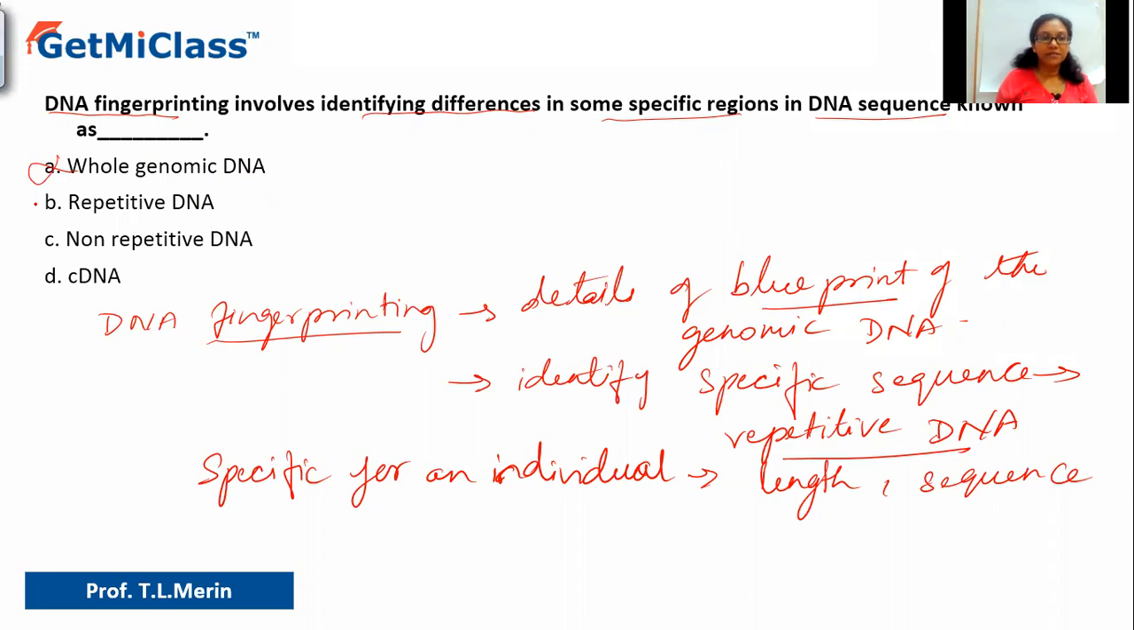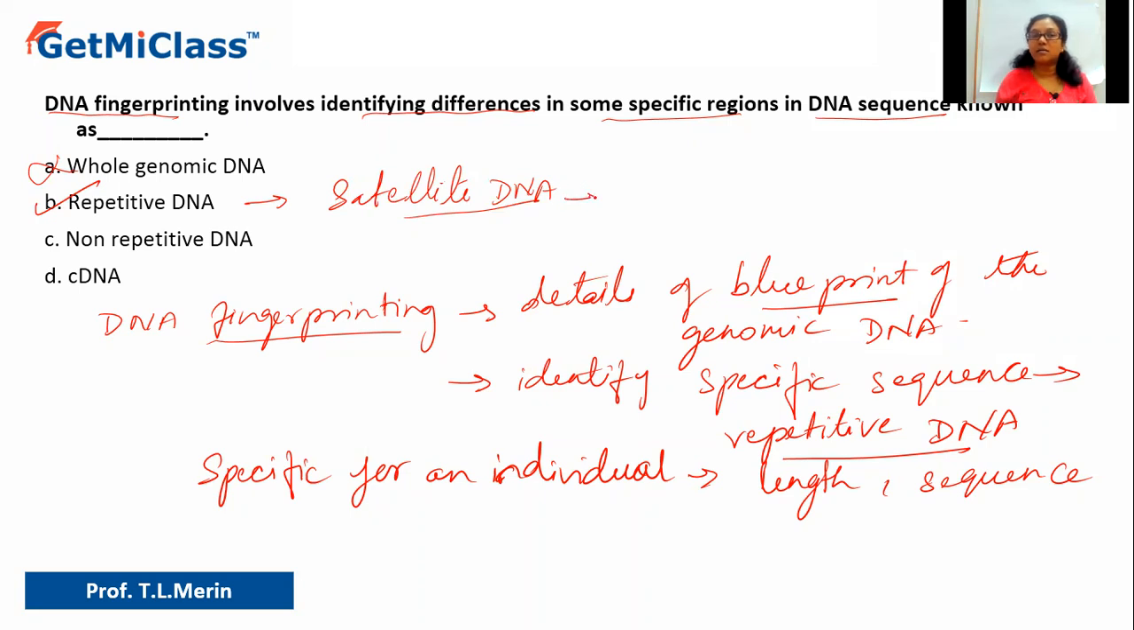Option B says repetitive DNA. That is absolutely right. And this repetitive DNA, during centrifugation, gets separated from the main DNA, and it forms a separate band, and that we call satellite DNA. Okay, satellite DNA, why? Because it is getting separated from the rest of the genomic DNA. That's why we call it satellite.